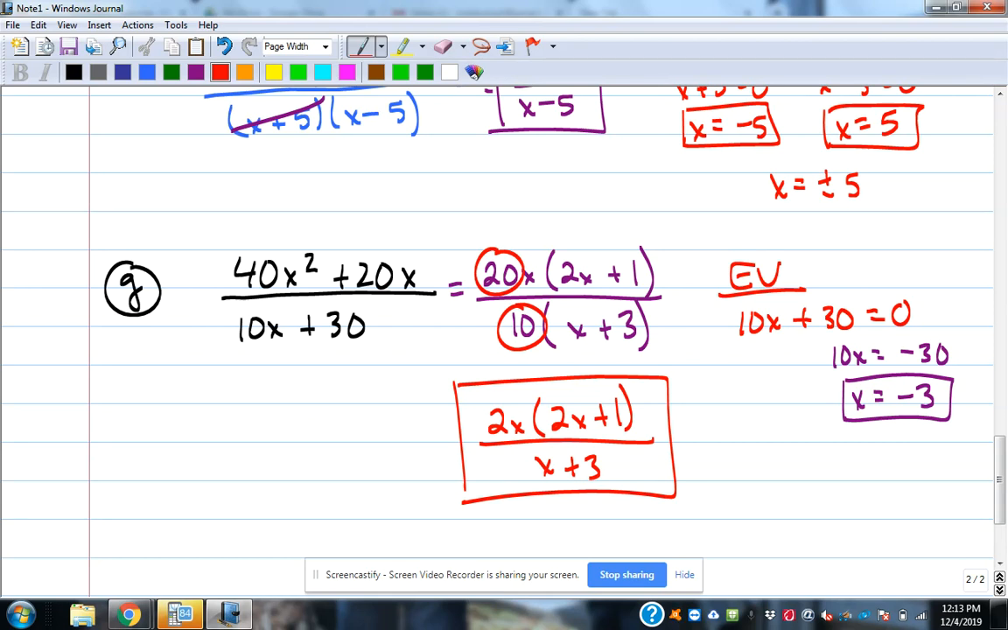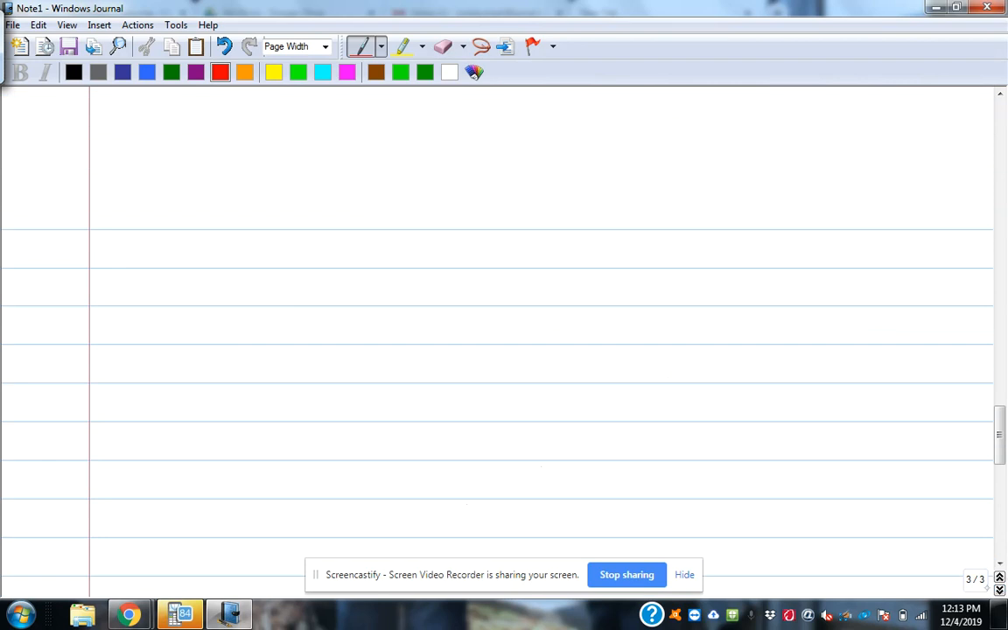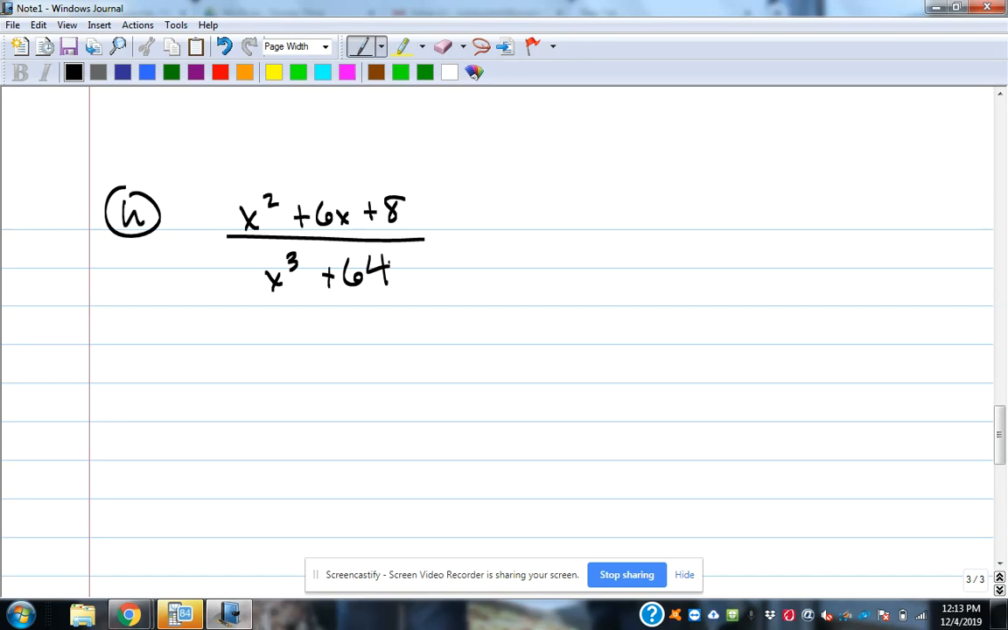All right. Now let's look at one that's a little tougher. x squared plus 6x plus 8, a nice little trinomial on top, and that fun thing on the bottom. x squared plus 6x plus 8 on top, x cubed plus 64 on the bottom. So again, we're going to find our excluded values.